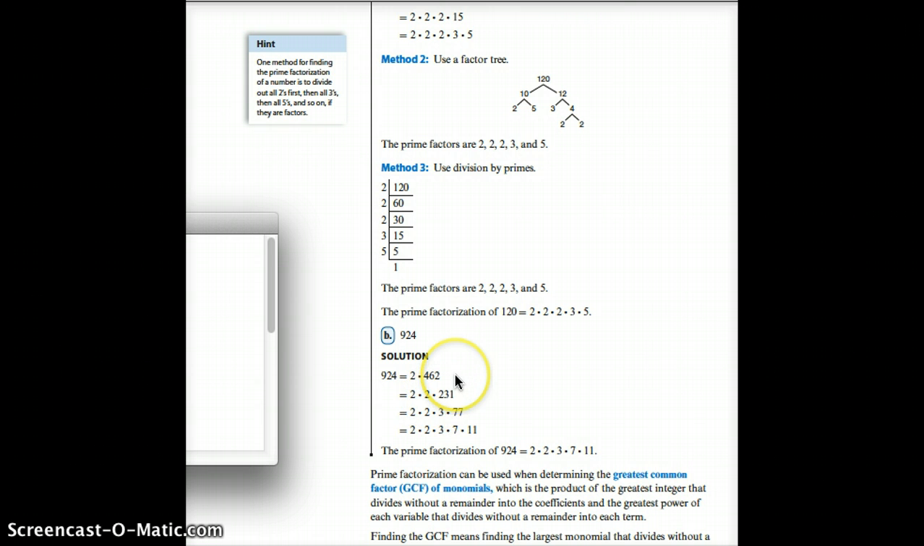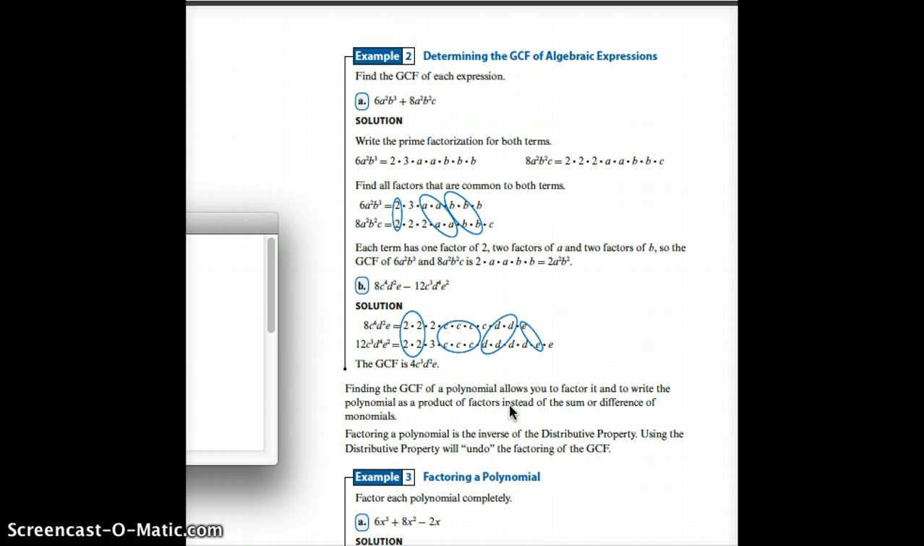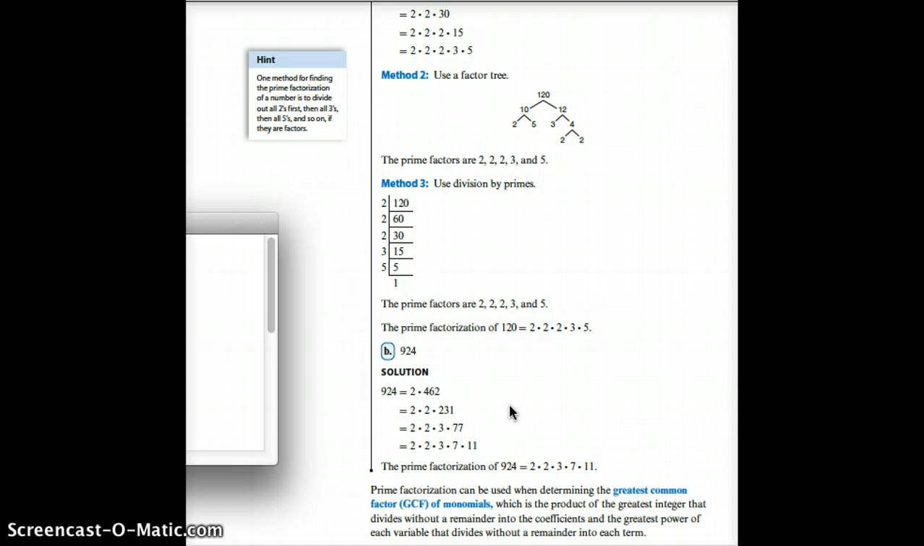Example 2. All right, let's see here. They went ahead and did 924. 924 is a good example because it's large enough that you're not exactly sure what goes into it. However, if it's an even number, like in this case it ends in a 4, you can always divide it by 2. You can break it down with 2. So that's what they did.